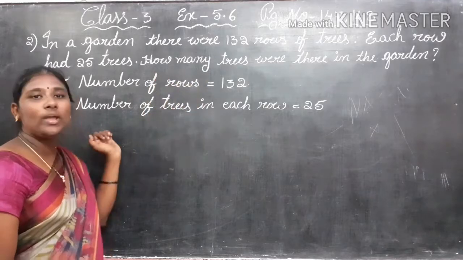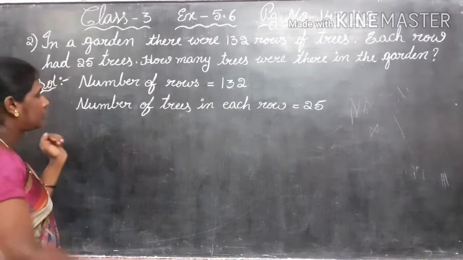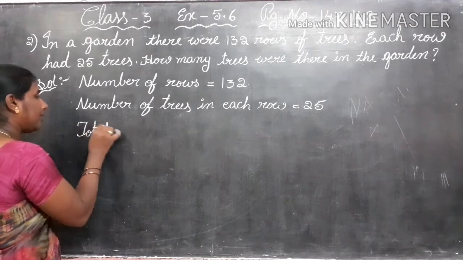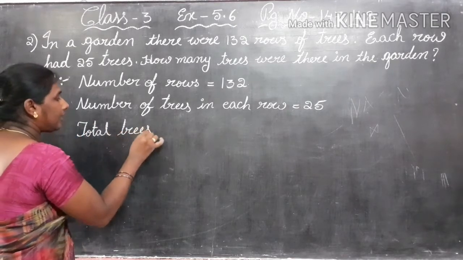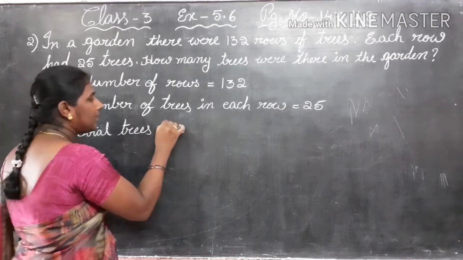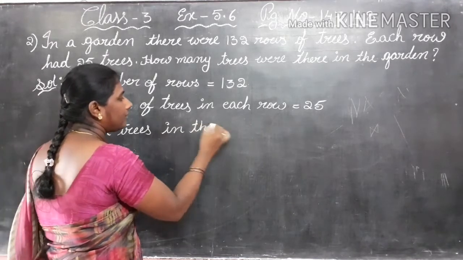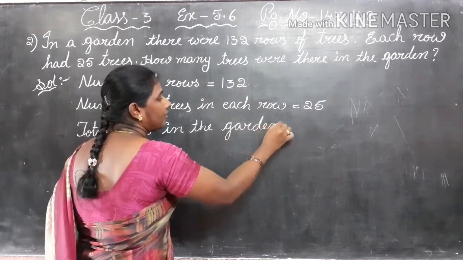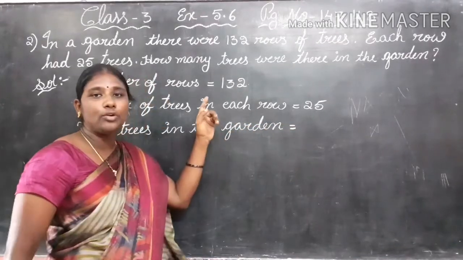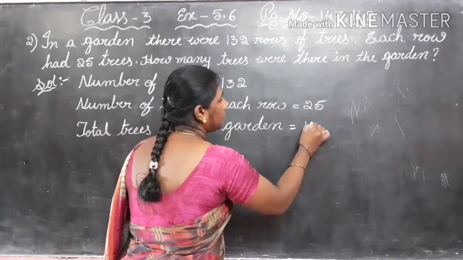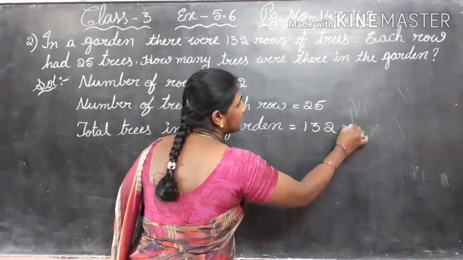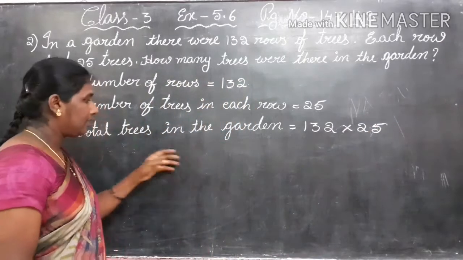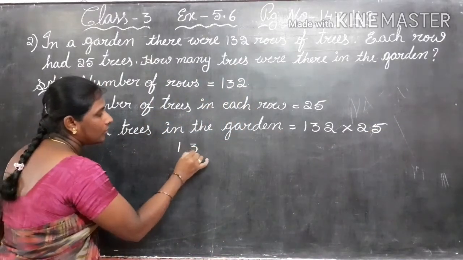So total how many trees are there in the garden? Total trees in the garden. How we have to do? Yes, we have to do the multiplication. 132 into 25.